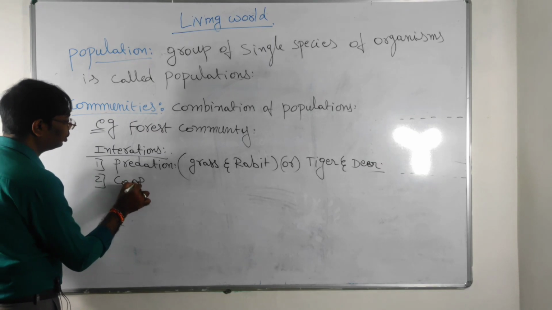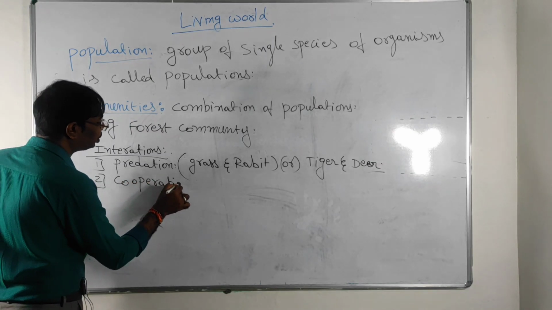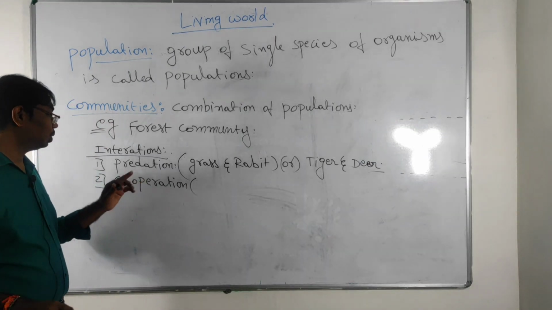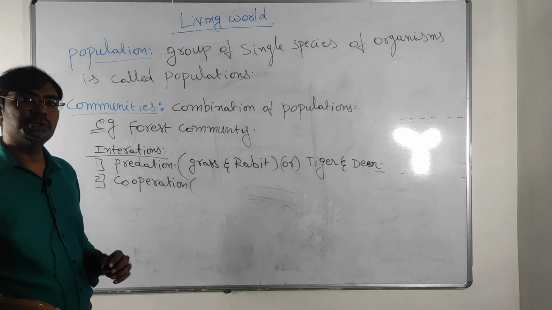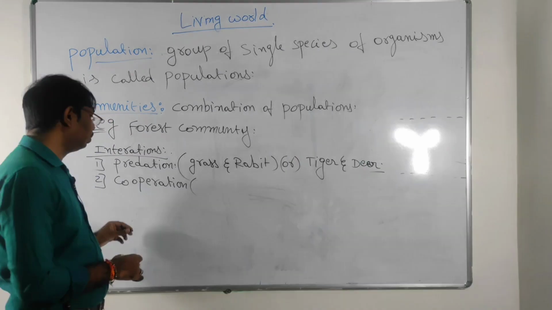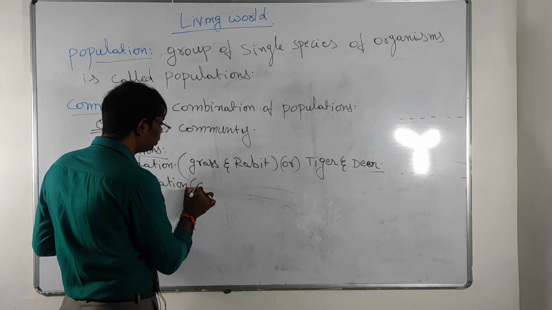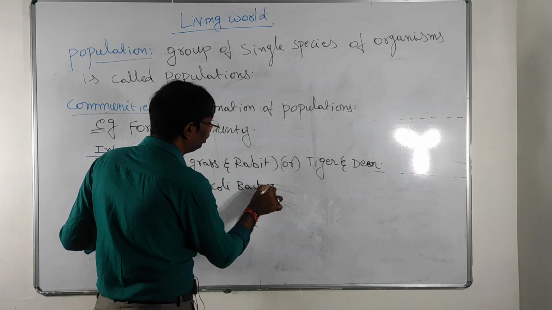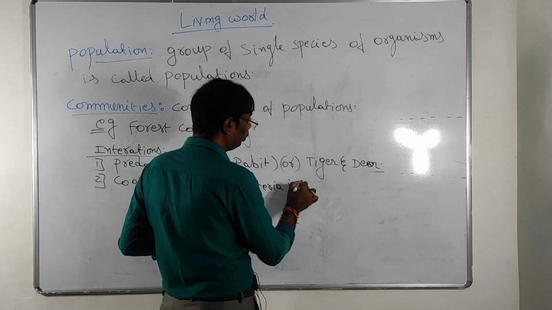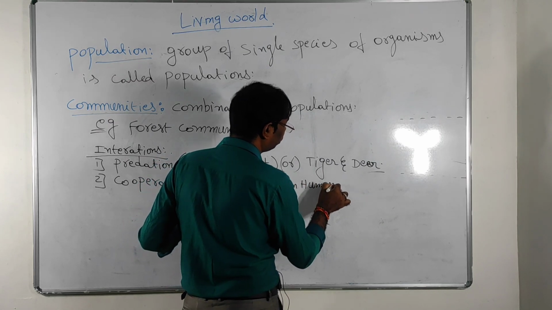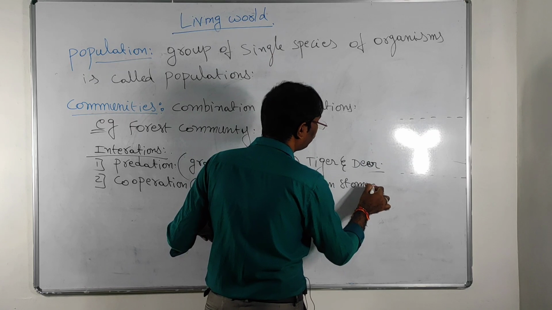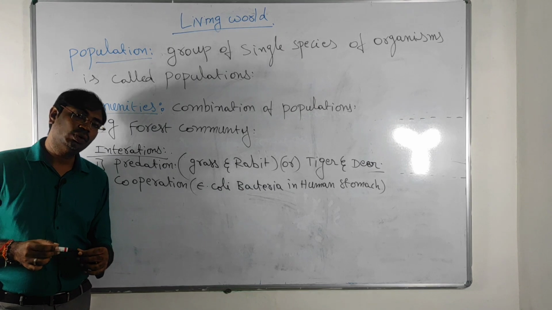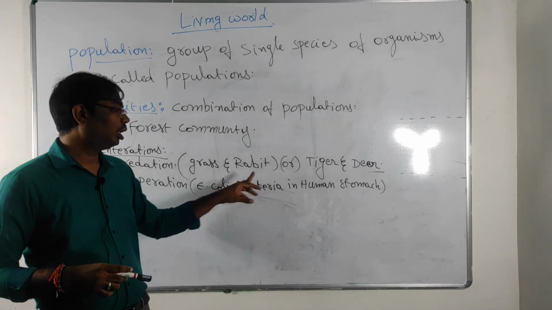And cooperation. Another interaction present in populations or communities is called cooperation. What is the meaning of cooperation? Cooperation means both organisms are mutually beneficial to each other. Suppose E. coli, I will give one example: E. coli bacteria in the human stomach is an example of cooperation. So there is cooperation between the E. coli bacteria and the human stomach.